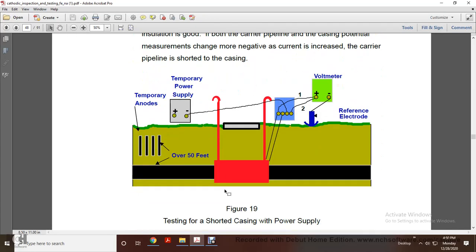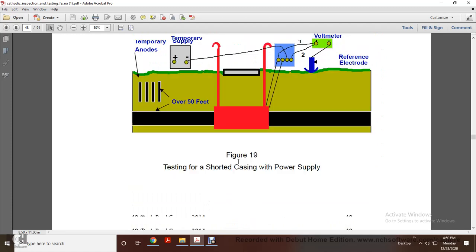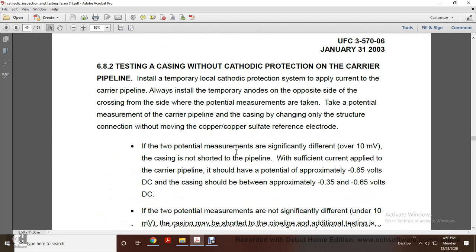Figure 19 shows testing a shorted casing with a power supply, temporary anodes over 50 feet, temporary power supply, voltmeter, and reference electrode.